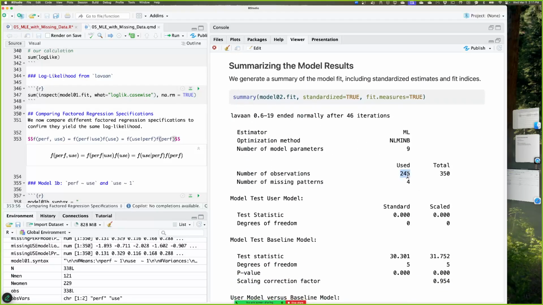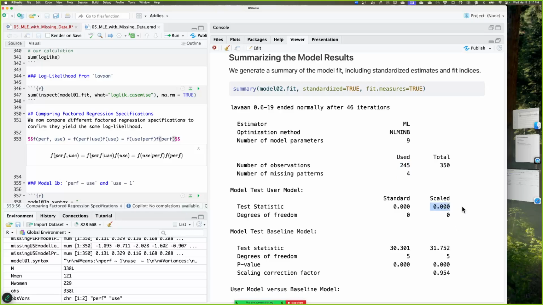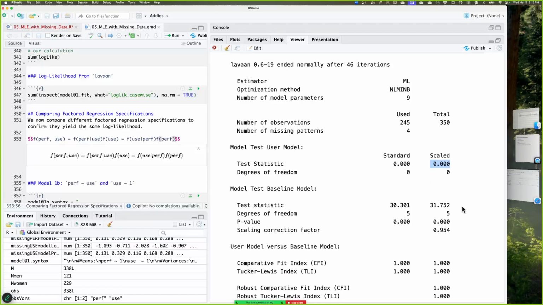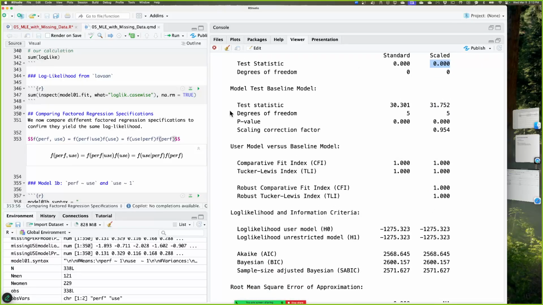Yeah, 245 observations. However, take a look. When we see a test statistic of 0 with 0 degrees of freedom, what does that mean about our model in terms of parameters estimated to parameters possible to be estimated? It's saturated. So our model has every parameter estimated. That's good. So we do not need model fit. By the way, the model test against a baseline model, I've never liked that test. It compares our model to a multivariate normal where the variables are independent. That doesn't make any sense. It's kind of a joke of a test. I never look at it.